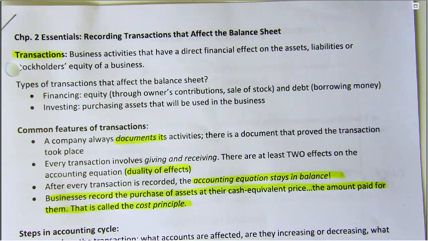Now, let's review what an account is from Chapter 1. We learned that an account is the format an organization uses to accumulate the dollar effects of transactions on each of the financial statement items. An easier way to remember it is that an account is a place to record increases and decreases in each asset, liability, and stockholders' equity item.